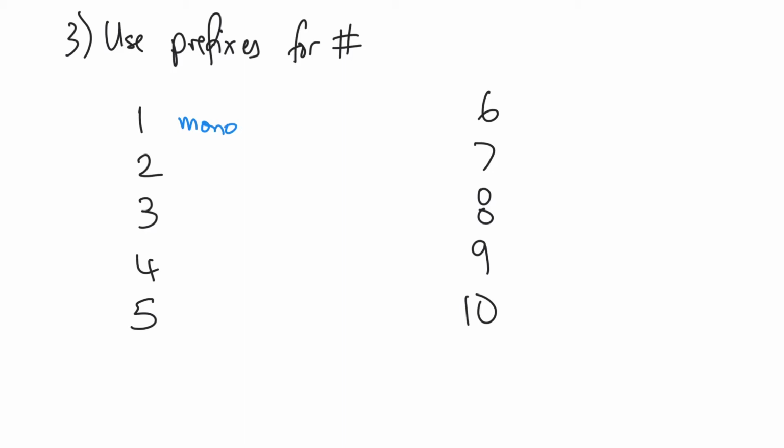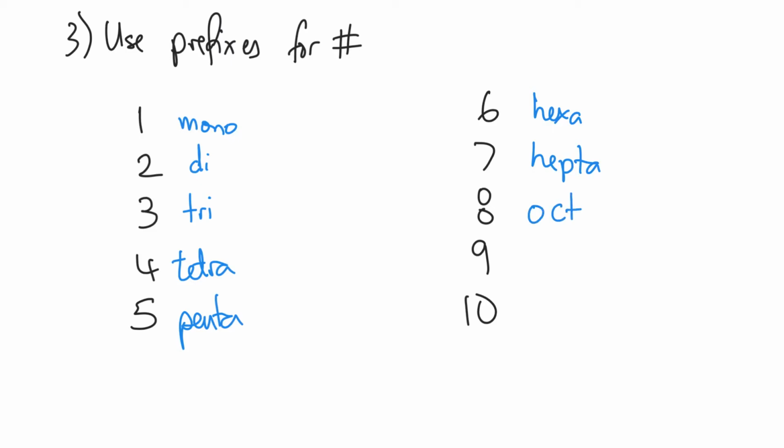So pre means before. If you've got two of something, that is going to be di. If you've got three of something, it's tri, like a tricycle. 4 is tetra, kind of like Tetris. 5 is penta, like a pentagon. And then 6 is hexa. 7 is hepta. 8 is octa, 9 is nona, sounds very Christmassy, and 10 is deca. So those are the prefixes that we're going to use.